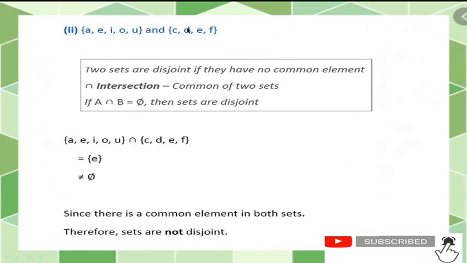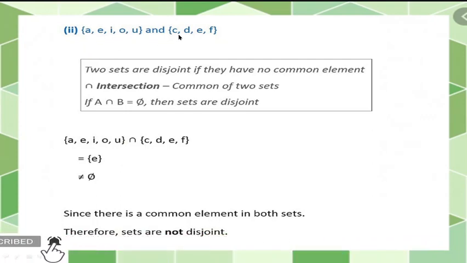Second part, two sets A, E, I, O, U and here C, D, E, F. So it's clearly visible that element E is common. So when intersection is not empty, it means they are not disjoint. So again, this pair is also not disjoint.